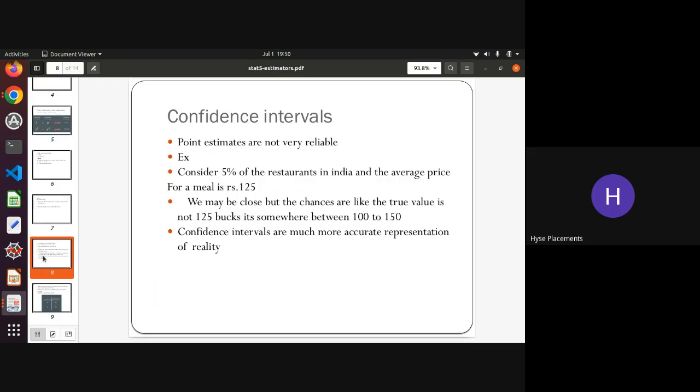Okay, see, point estimates are not very reliable because it's a single point. Why are confidence intervals more reliable than point estimates? I've given you an example here. Consider you want to go to a restaurant. The average price of biryani in restaurants in Hyderabad is 125, for example.